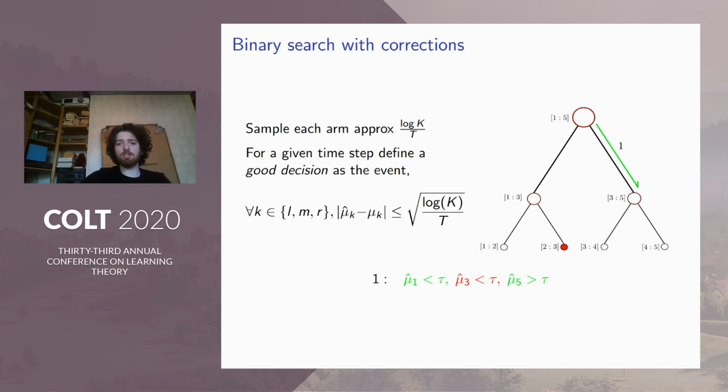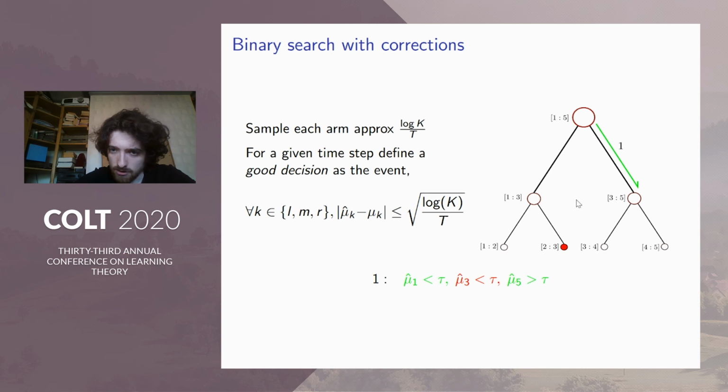So how is our binary search with corrections going to work? Well, as mentioned, at each stage, we sample 3 arms, the left, the middle, and the right. We sample each one of these arms approximately log k over t. And for a given time step, we're going to define a good decision as the event that for each one of these arms, their sample mean is close to the true mean.